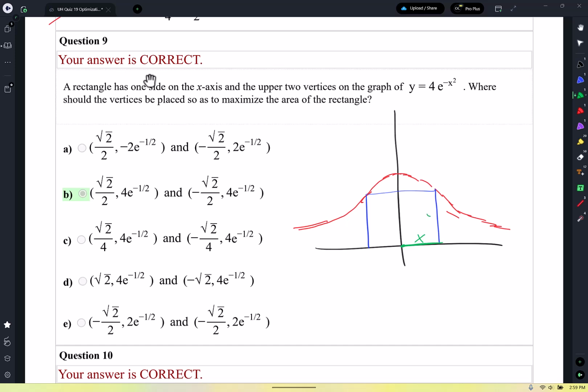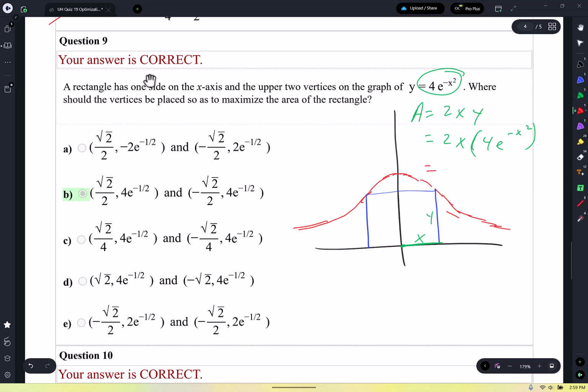All right, so here's my area, guys. Area is 2x times y. Does everyone know where I got the 2x? This distance here is x, so the distance from here to here is 2x. Does that make sense? The y value is this guy, so my area is 2x times 4e to the negative x squared. Those are parentheses there. So my final area, 4 times 2, is 8xe to the negative x squared.